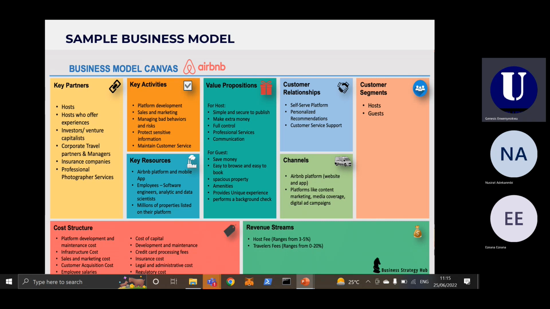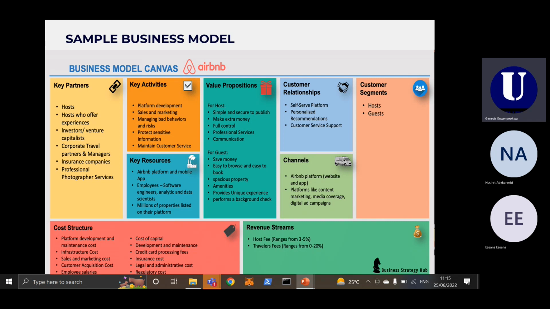So for the traveler's fee, it ranges from 0 to 20%. Now, for key activities for Airbnb, you have platform development, sales and marketing, managing behaviors. For key resources, Airbnb has its platform and mobile app, and their employees. For their key partners, they have the hosts, they have investors, insurance companies, professional photographer services. For their cost structure, we have the platform development and maintenance cost, cost of capital, insurance cost, legal and administrative costs, employee salary, cost of acquisition, sales and marketing costs, and also regulatory costs.